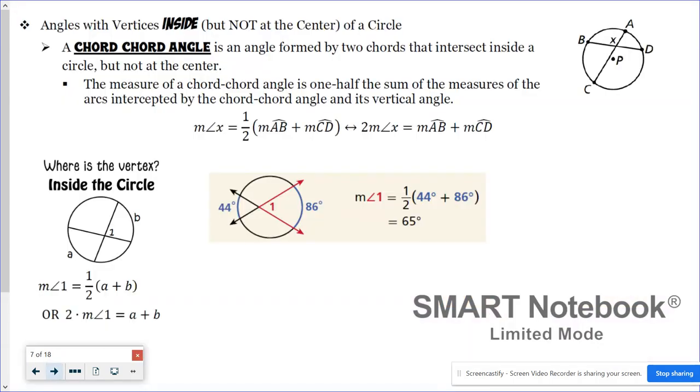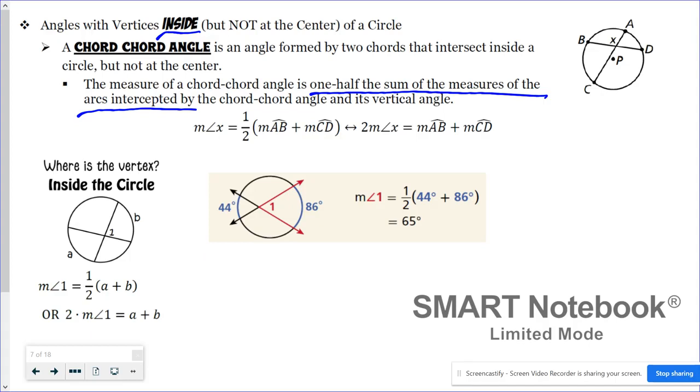Now, these two angles can be formed by two chords, okay? And so when you have an angle formed by two chords, we call it a chord-chord angle. I know, right? Great name. All right, the measure of a chord-chord angle is 1/2 the sum of the measures of the arcs intercepted by the chord-chord angle and its vertical angle.